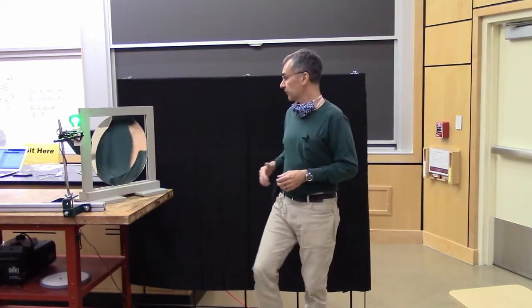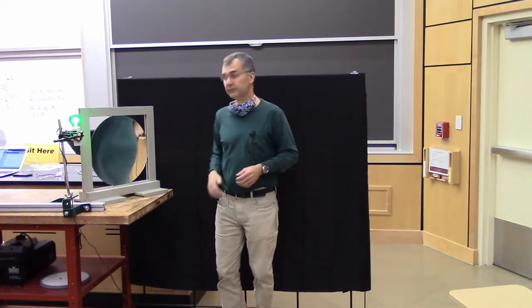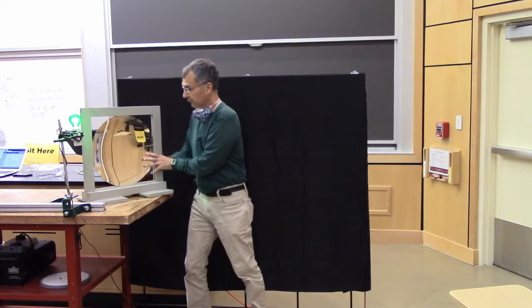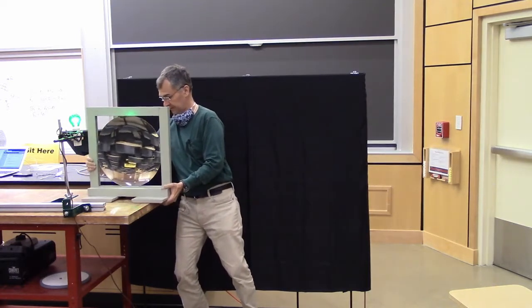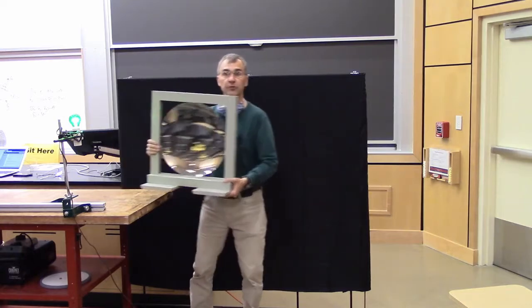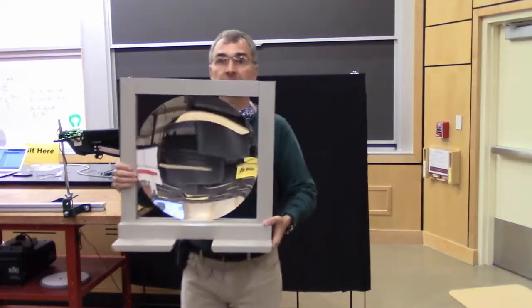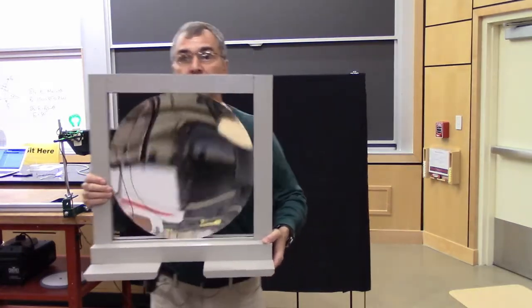Okay, let's see what we can do with a converging mirror. Now remember, this is the sort of mirror that you would use for shaving or for putting on makeup. So if you get very close to it, then you see a right side up image of yourself and it's magnified.